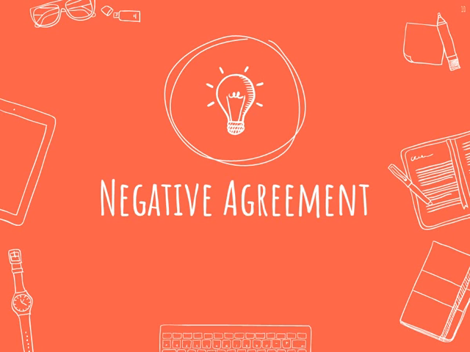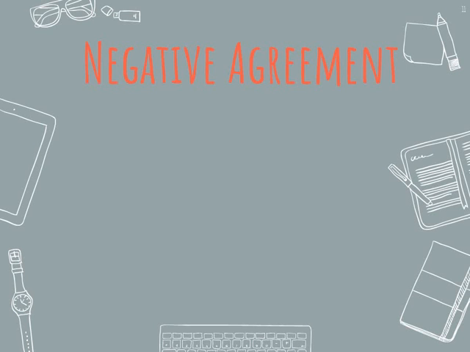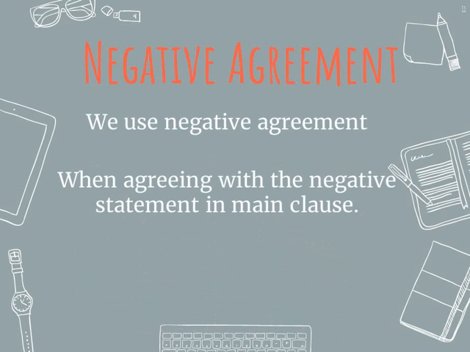Next, negative agreement. There are two negative agreements, which are neither and either. And before we start, neither is either plus not. That's why it has the n here. Not plus either, neither. We use negative agreement when agreeing with a negative statement in the main clause. So both clauses should be negative.